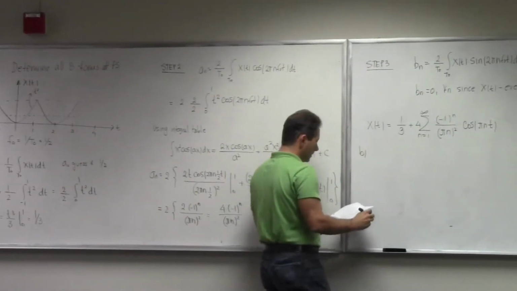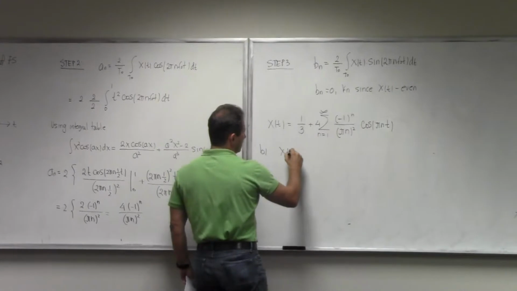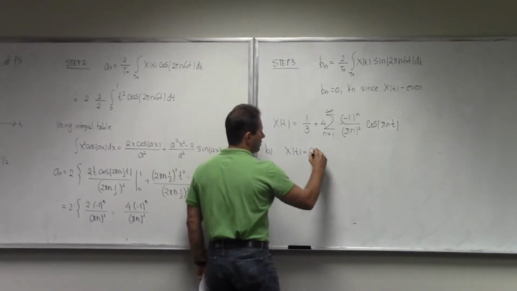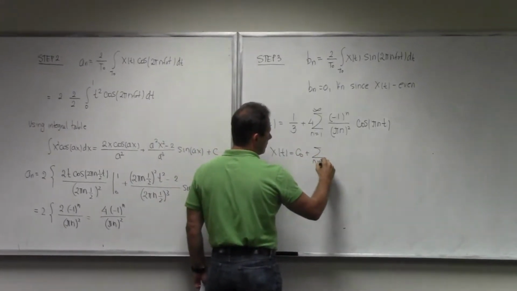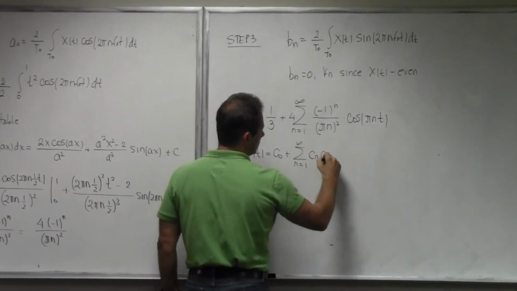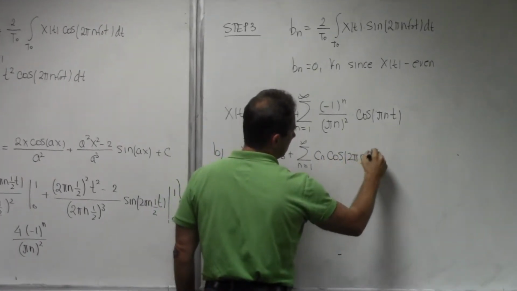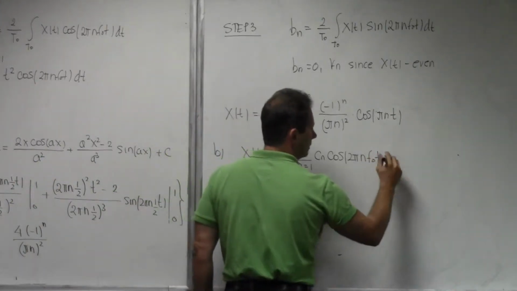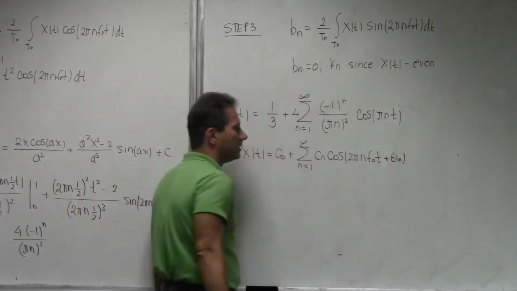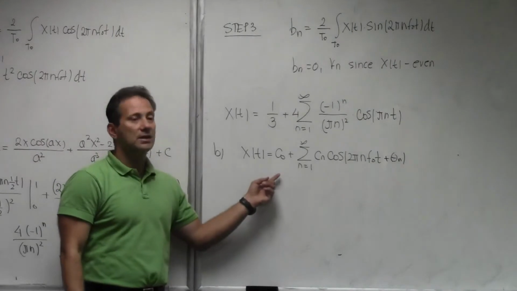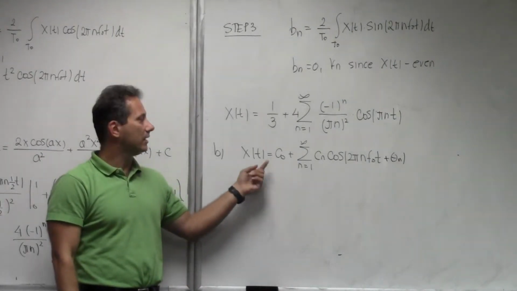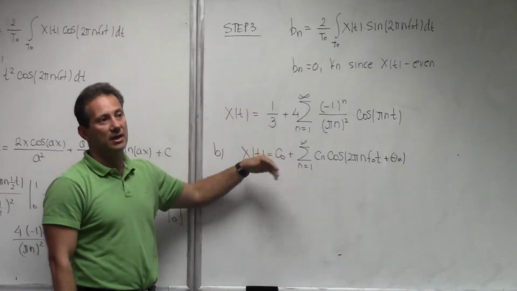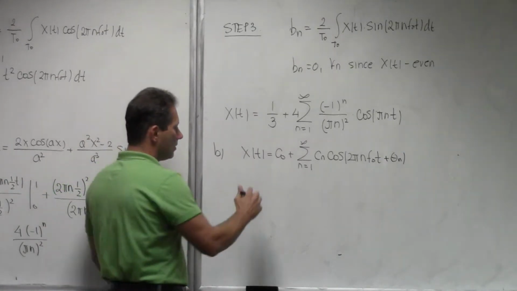B, that's our form where x of t is equal to c0 plus the sum when n goes from 1 to infinity of cn cosine 2 pi n f0 t plus theta n. This is our compact trigonometric form. But as we said, this one doesn't have its own calculation formula. You cannot calculate directly c or theta. You have to rely on calculations of a's and b's and then turn them into c's and thetas. And we know how we do that.